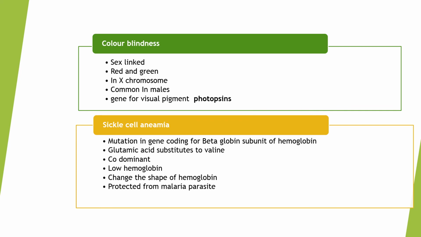So that means the genes for red and green. There are three types of photopsin: red, green, and blue. Red and green photopsins are located in the X chromosome, but the blue photopsin is not in the X chromosome. If you have a mutation in the X chromosome, you will result in color blindness. So this is more common in males.